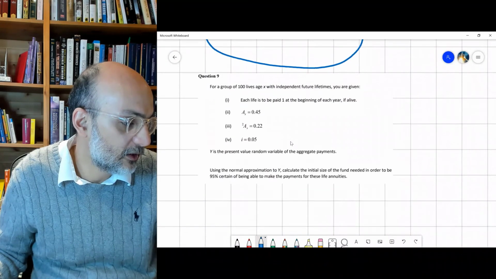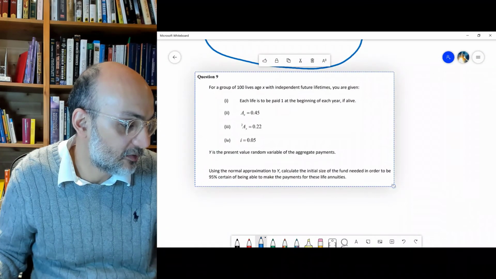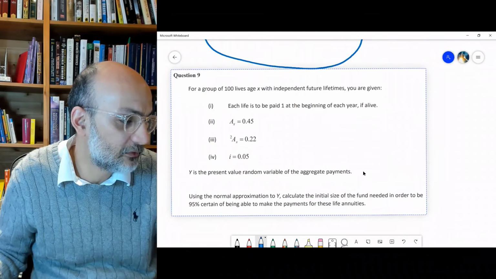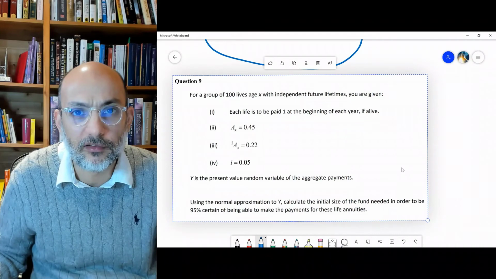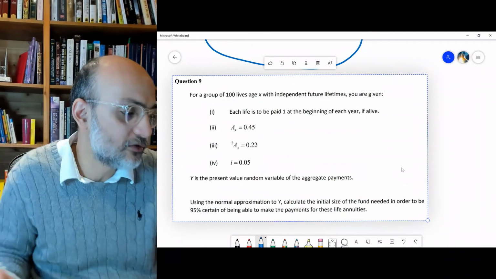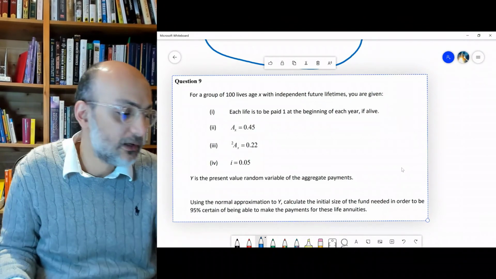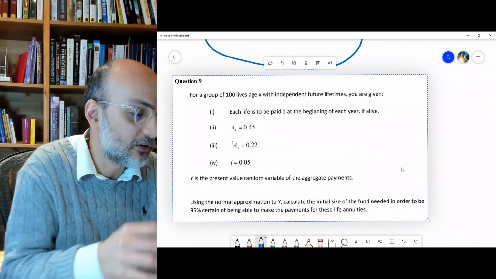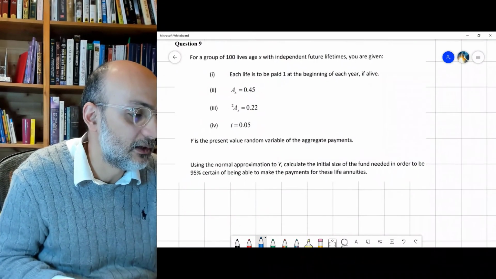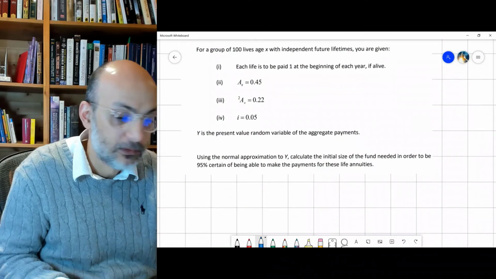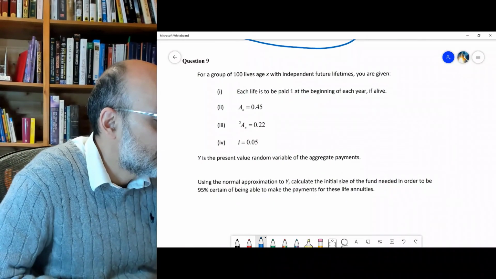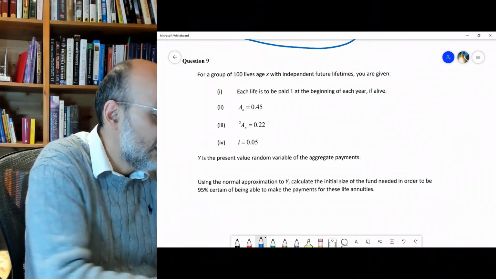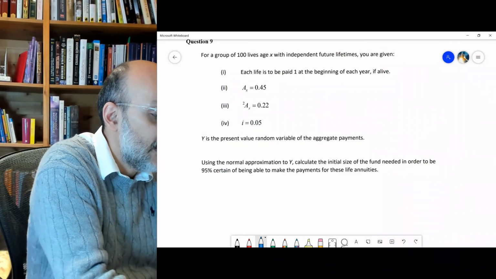Question 9, we did something like this in the problem set, almost the same, but I removed the big payment. I kept it $1. It's easier because many students usually forget to square it, so I kept the same thing, but I just removed that big payout to make it easier. So let's look at this equation here. So here we have a group of 100 lives, X independent. Y is the present value random variable of the aggregate payment.